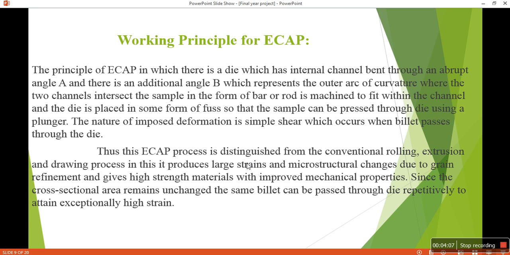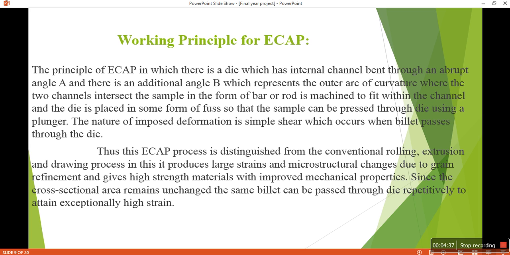This is the working principle of ECAP. There is a die which has an internal channel bent through a blunt angle A, and there is an additional angle B which represents the outer arc of curvature, where the two channels intersect. The sample in the form of a bar or rod is machined to fit within the channel, and the die is placed in some form of fuse so that the sample can be pressed through the die using a plunger.